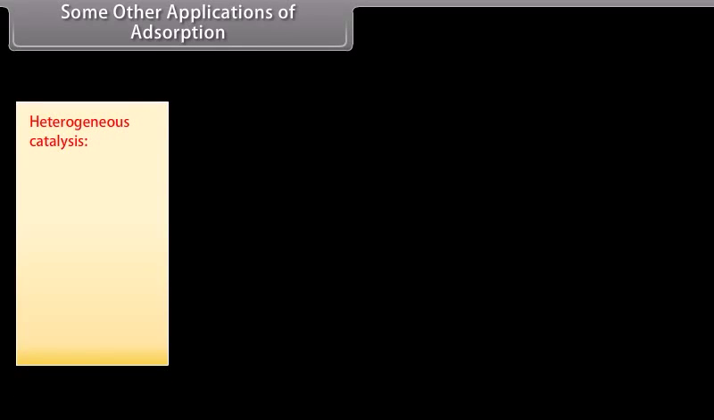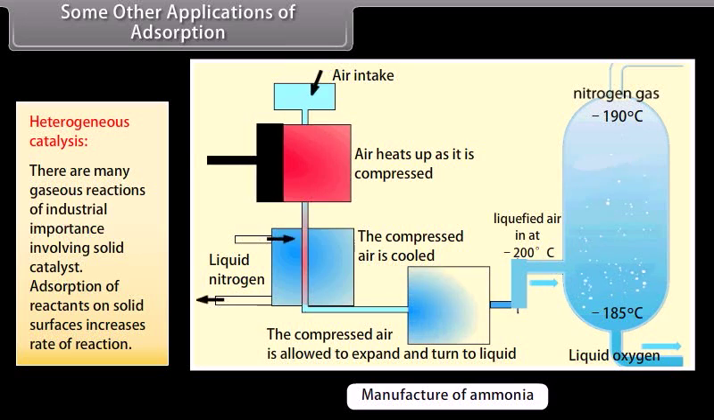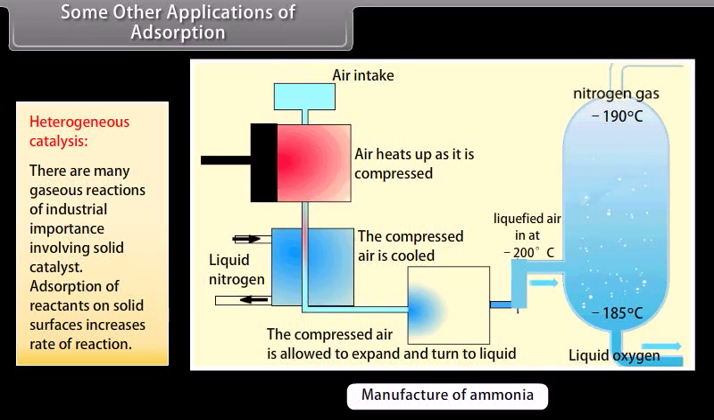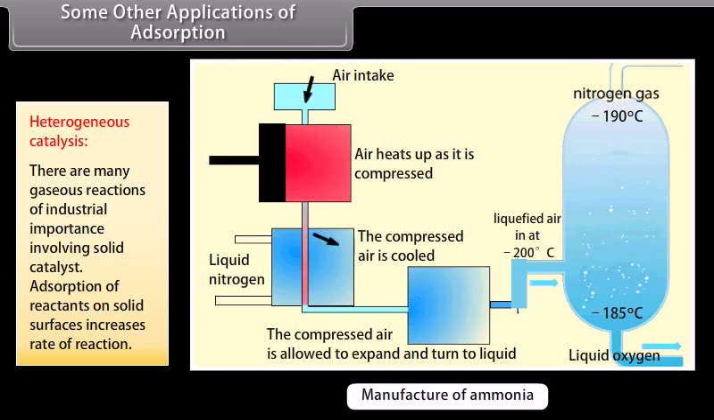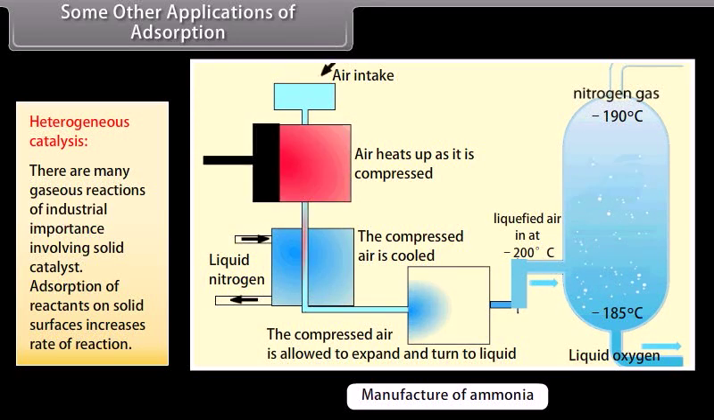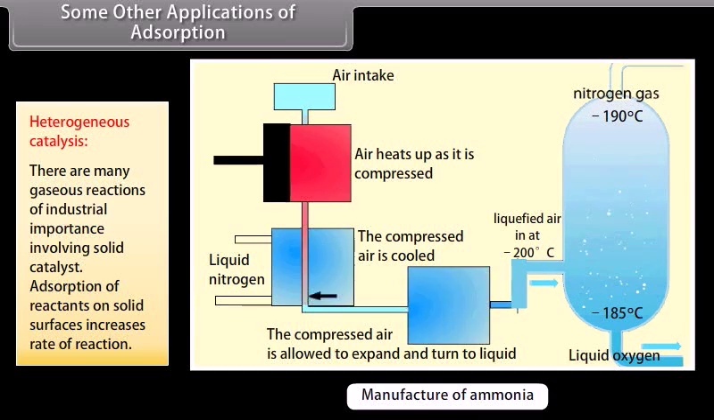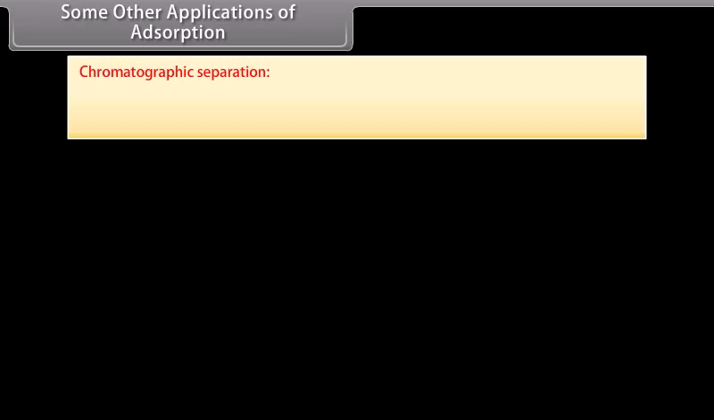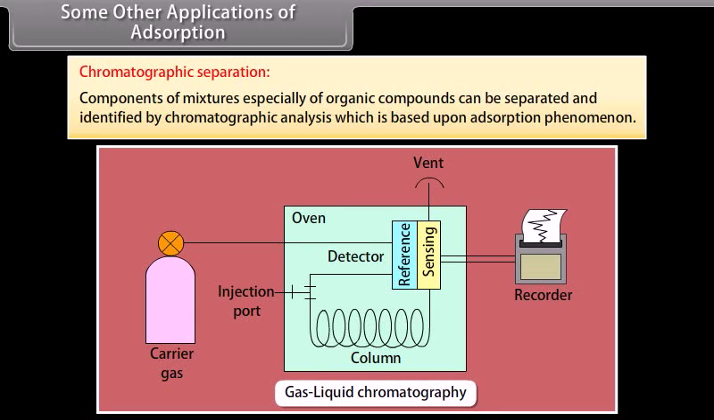Heterogeneous catalysis. There are many gaseous reactions of industrial importance involving solid catalyst. Adsorption of reactants on solid surfaces increases the rate of reaction. For example, manufacture of ammonia, sulfuric acid, and hydrogenation of oils. Chromatographic separation. Components of mixtures, especially of organic compounds, can be separated and identified by chromatographic analysis, which is based upon adsorption phenomenon. For example, thin layer chromatography, paper chromatography, and gas-liquid chromatography.